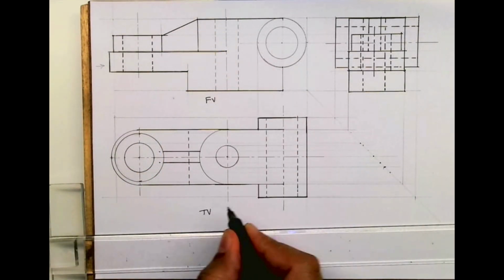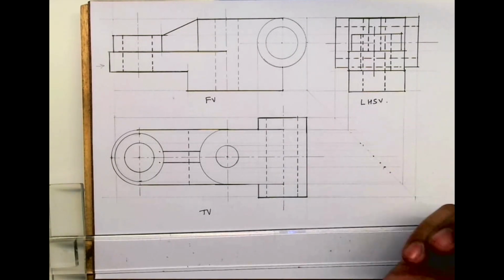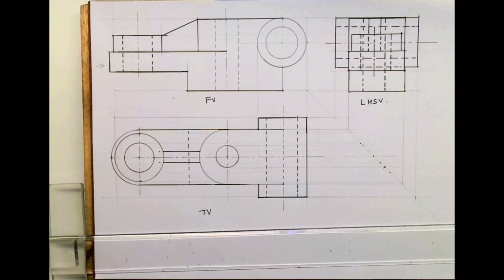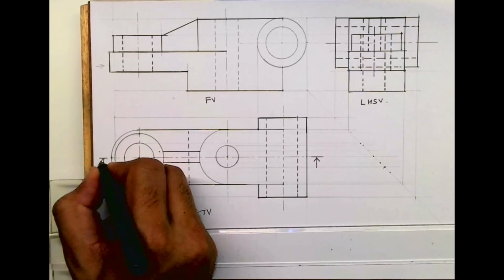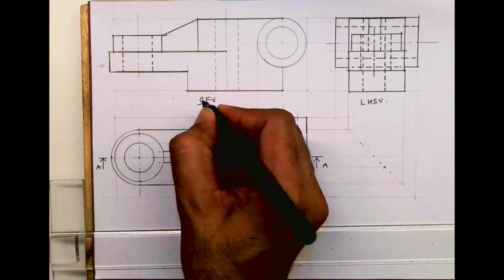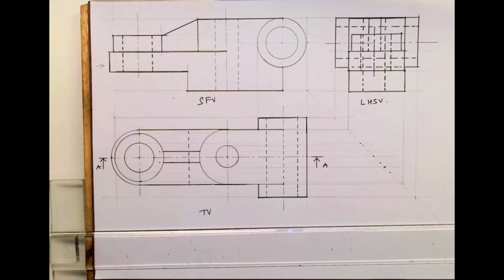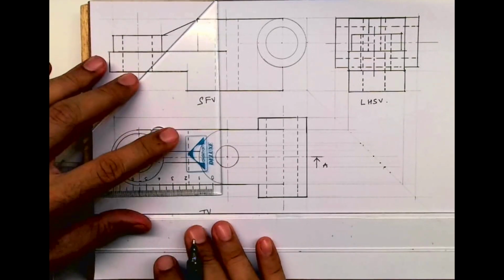This is front view, top view, and left hand side view. Now they want us to draw sectional front view. If you see, there is a cutting plane in top view. I'll just show you. And they want us to draw sectional front view. So I'll draw cutting plane line AA. For sectional front view, what I will do, I'll cut from here.